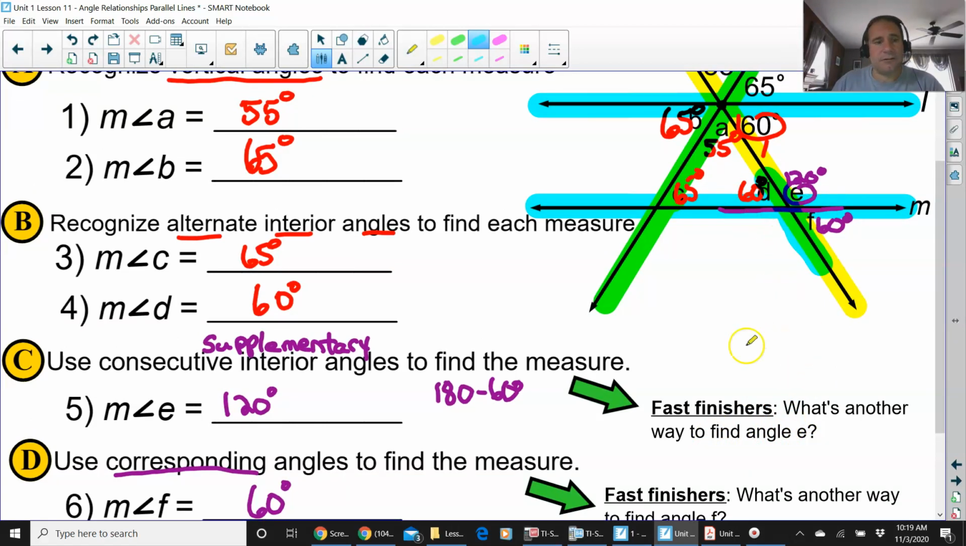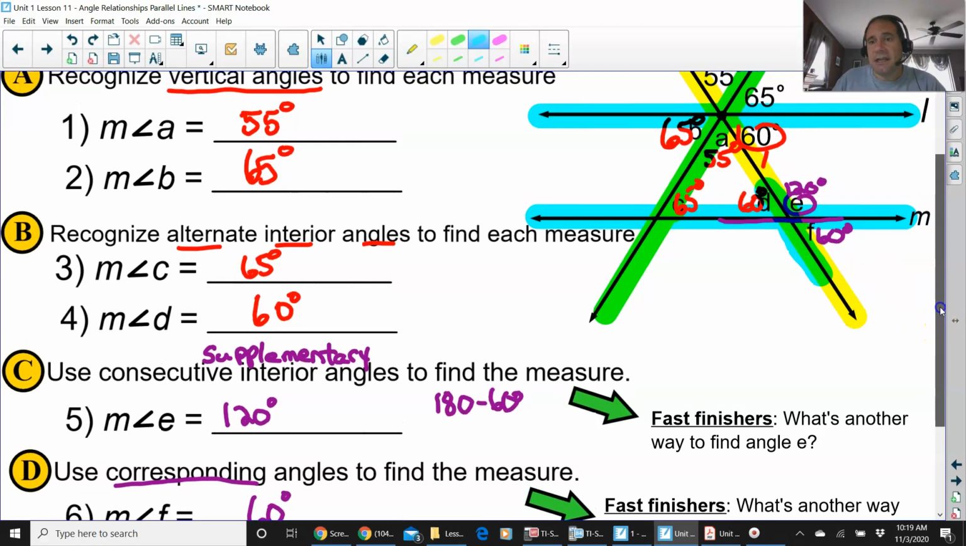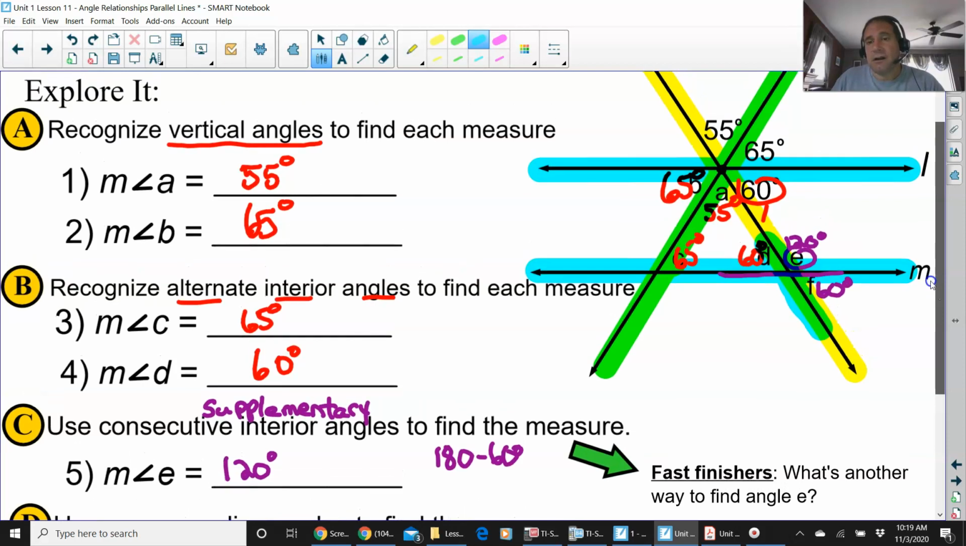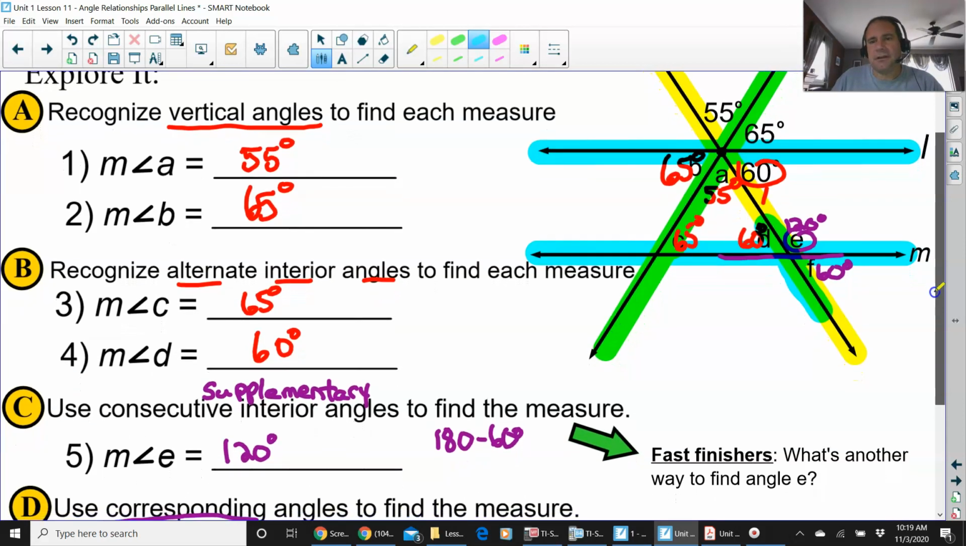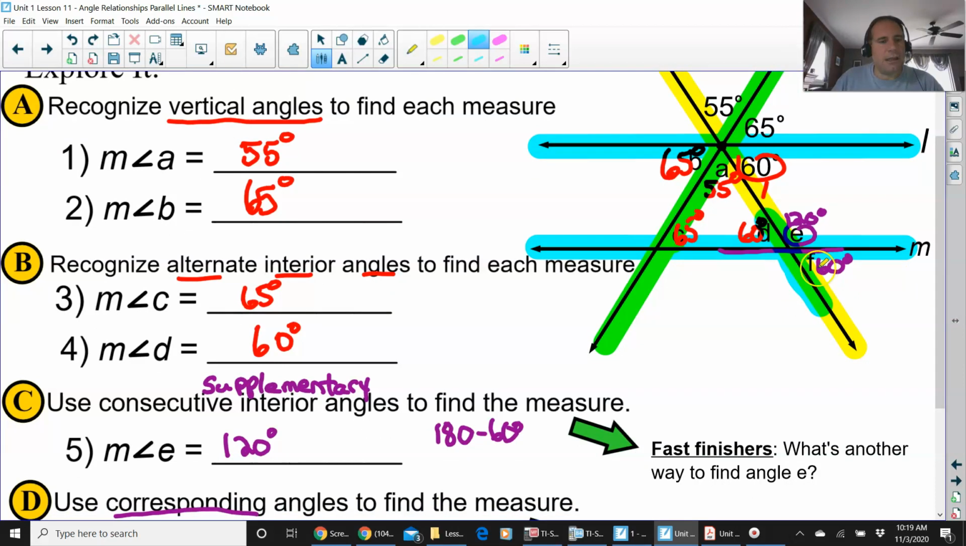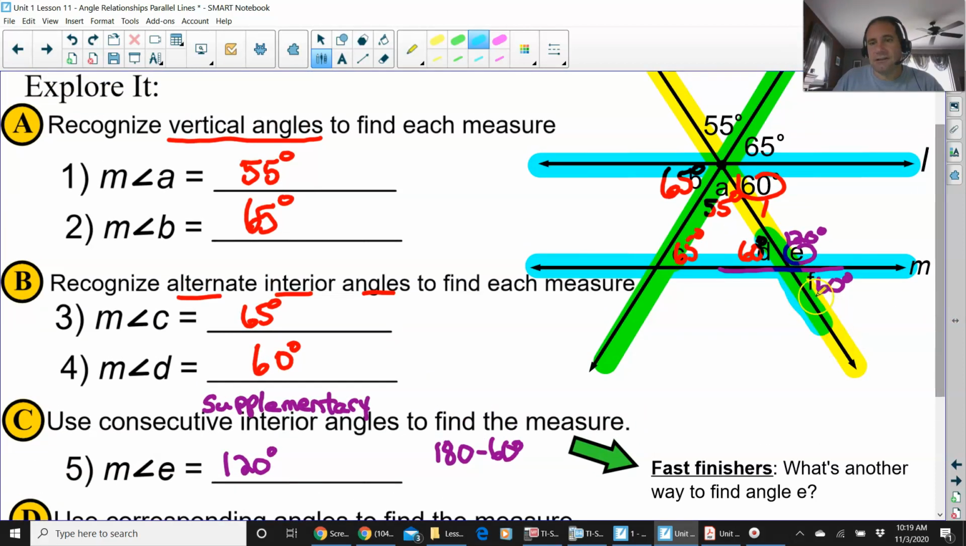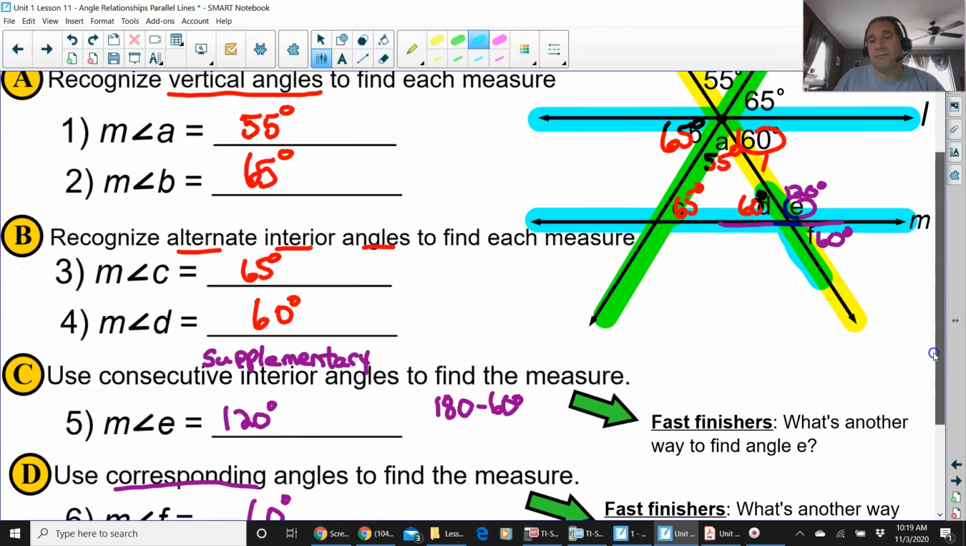Well, angle E, consecutive interior angles, supplementary, you just have 180 minus 60, and that's the way I would do that. And then another way to find F, fast finisher, is that you could find it with corresponding angles, or you could find it that they're supplementary to each other, or you could find it where D and F are vertical.